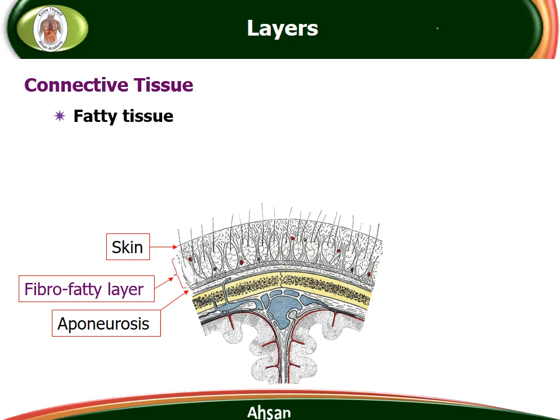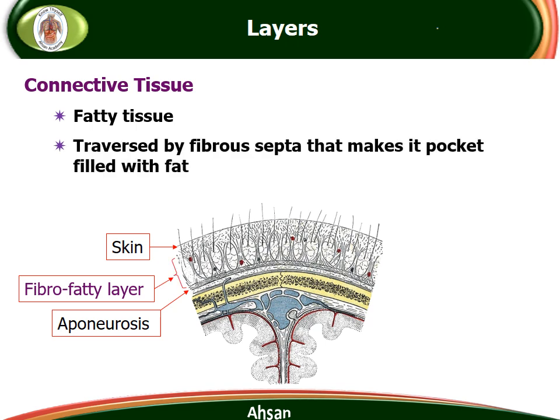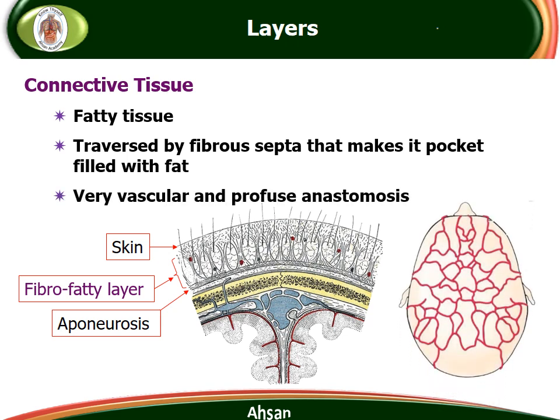The second layer from the outside is the connective tissue layer, and it is a fatty tissue. It is lying between the skin and aponeurosis, and this fatty tissue is traversed by many fibrous septa. That's why it is known as fibrofatty layer. So the fibrofatty layer between the skin and aponeurosis is the second layer. It is very vascular and shows profuse anastomosis between the vessels. And these vessel walls are very intimately related to the fibrous septa.